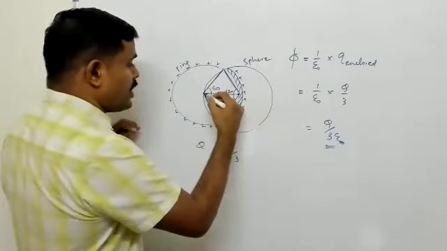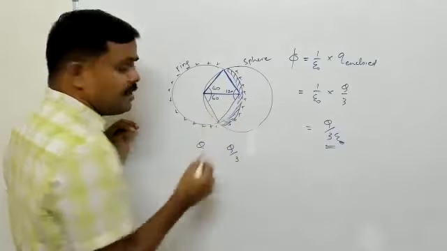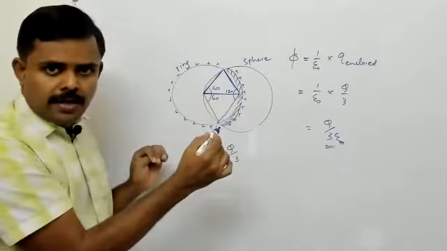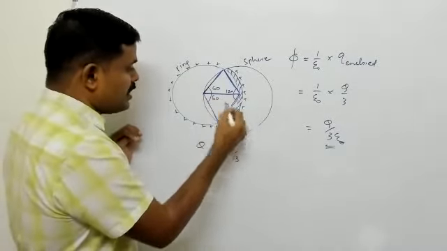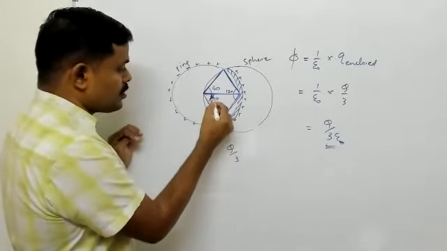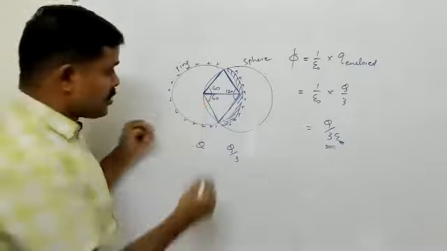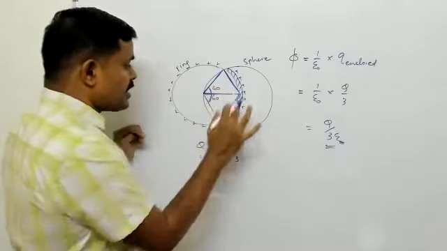I told you, if I draw one radius here, and another one, I'll get an equilateral triangle because all sides are equal. Similarly, if I draw one radius here, and this is also a radius, this angle is 60. So altogether, this is 120. So if this is 120, this angle is 120.